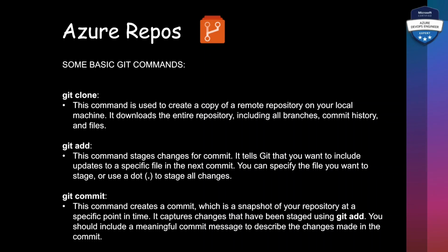Then there is git commit. This command creates a commit which is a snapshot of your repo at a specific point in time. It captures changes that have been staged using git add. You should include a meaningful commit message to describe the changes made in the commit.